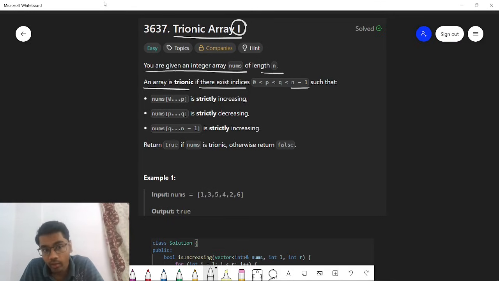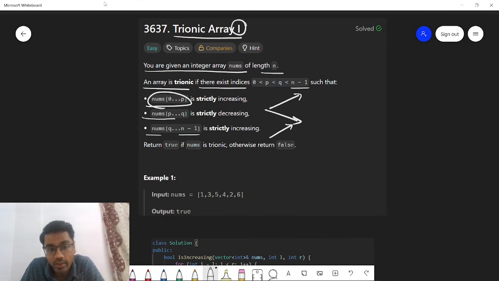such that nums[0 to p] is strictly increasing, nums[p to q] is strictly decreasing, and nums[q up till n - 1] is again strictly increasing. Return true if nums is trionic, otherwise return false. So this is what the question is saying.